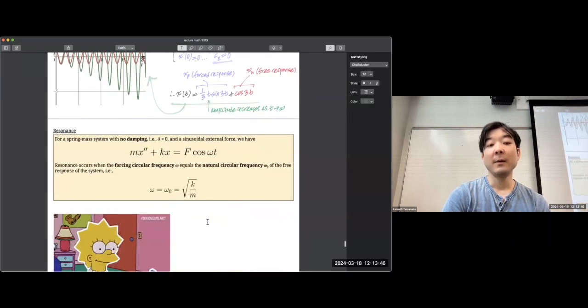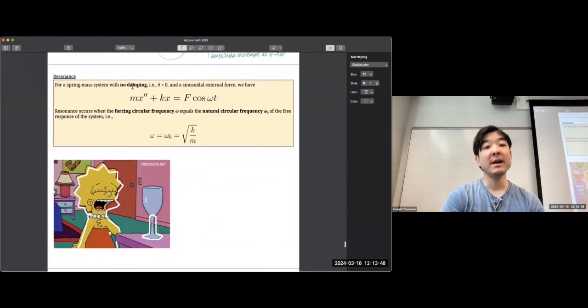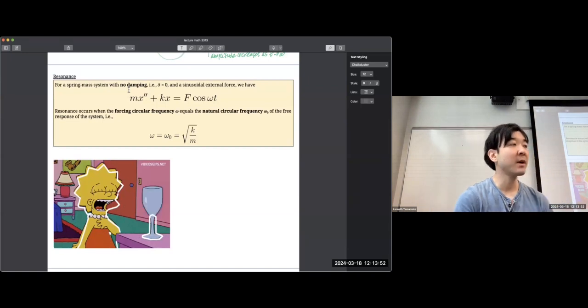And so if you have a spring mass system with no damping or very, very small damping, in practice, you may not be able to completely eliminate damping, but if it's very small, negligible damping, then your second order differential equation will not have an x prime term because your delta x prime term would be 0. And then let's say you have an external sinusoidal force of this form.